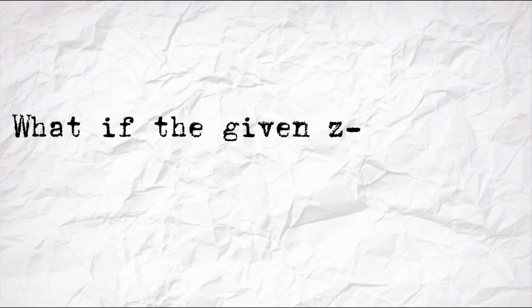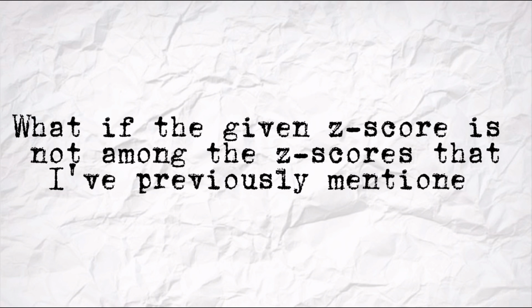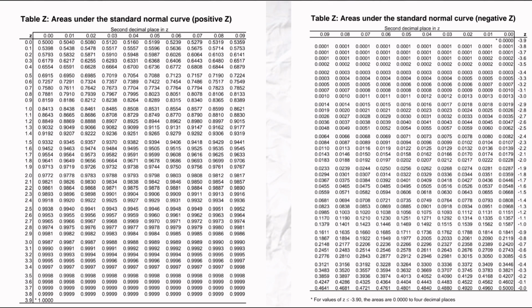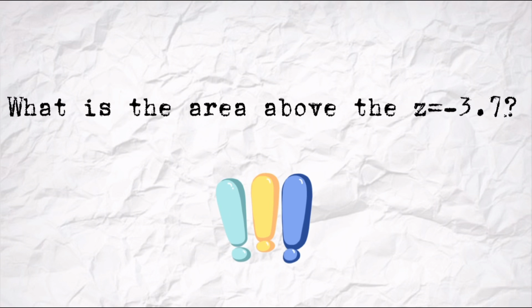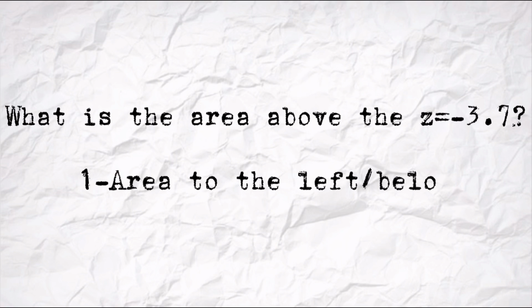But what if the given z-score is not among the z-scores that I have previously mentioned? The answer is, use a z-table. The z-table that we will use will depend on the sign of the z-score. The areas in these z-tables refer to the area below or to the left of the z-score. So if the question is asking for the area above the z-score, we will just subtract the area below the z-score from 1. So this is the answer.